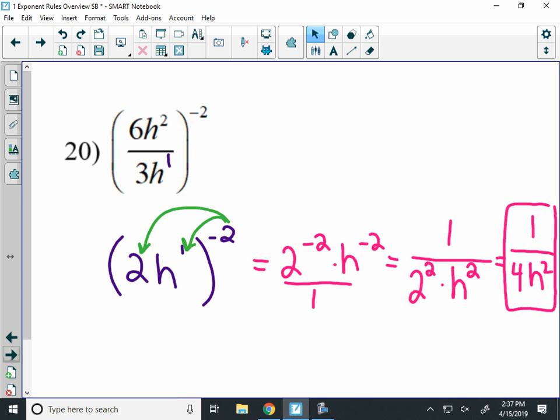If you need more help on any of these exponent rules problems, ask your neighbor, or check the key that's posted on camera.